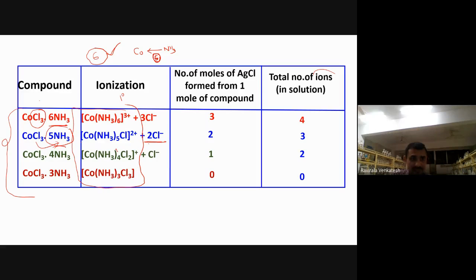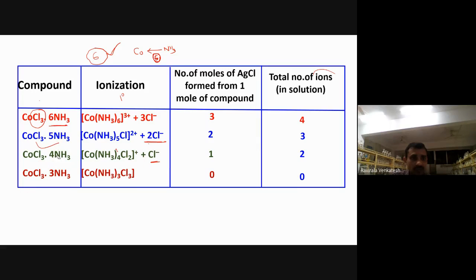And 4 moles of ammonia is there. We need 2 more actually, so take 2 from the chlorines. So we get only 1 chloride outside here, so we get 1 mole of AgCl. Now in this case, 3 moles of ammonia is there. Take the help of 3 chlorines to form coordinate bonds here. So outside we don't have any chlorine, therefore 0 moles of AgCl will be formed, right?